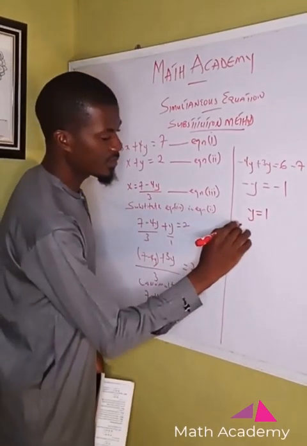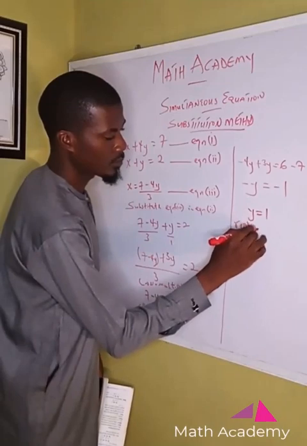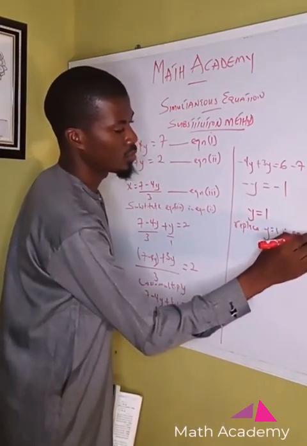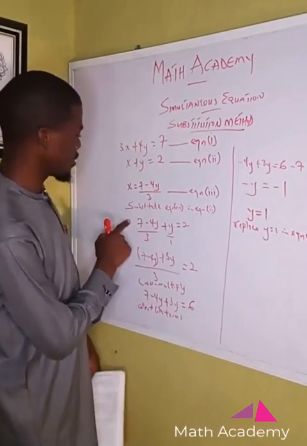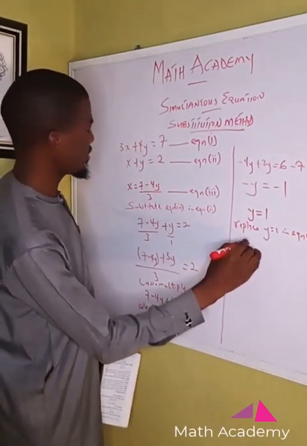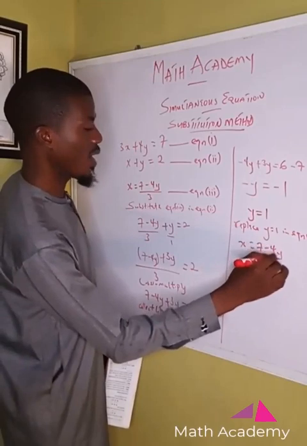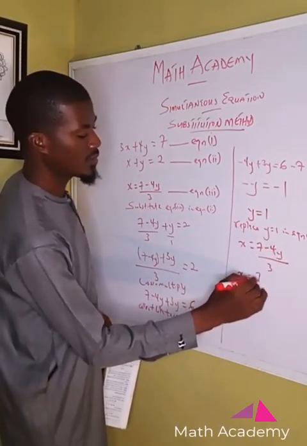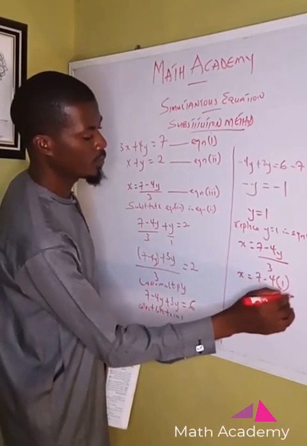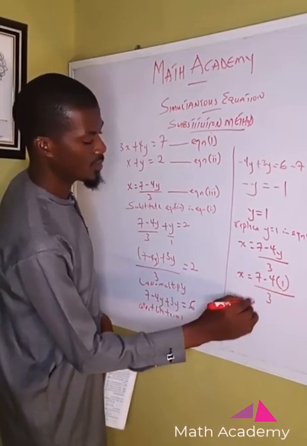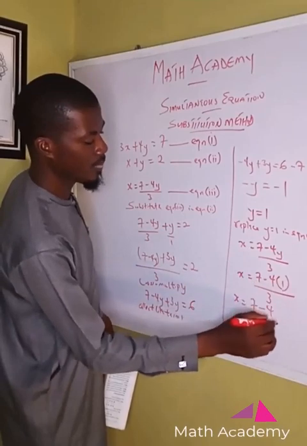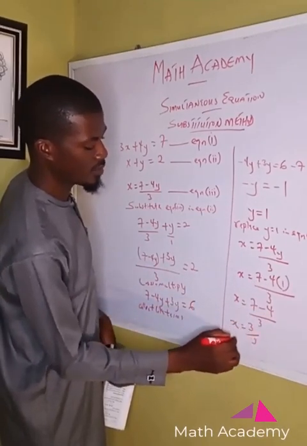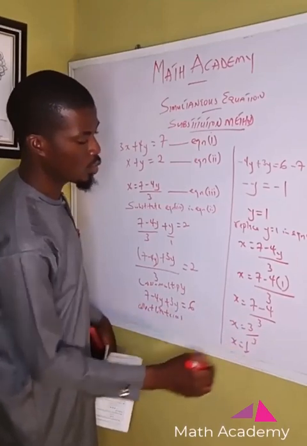Now replace y equals 1 in equation 3. Now what is our equation 3? This is it. Our equation 3 says x equals 7 minus 4y all divided by 3. Now replace this y as 1. x equals 7 minus 4 into brackets 1 all divided by 3. x equals 7 minus 4 times 1, which is still 4, all divided by 3. 7 minus 4 is 3, all divided by 3. 3 divided by 3 is 1. So our x is also equal to 1.